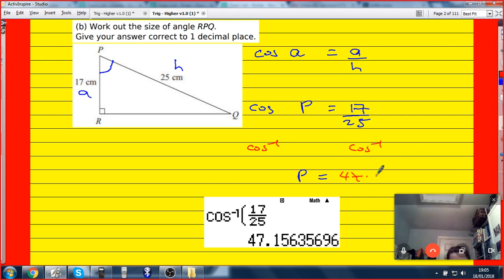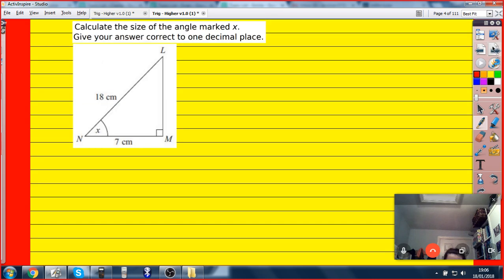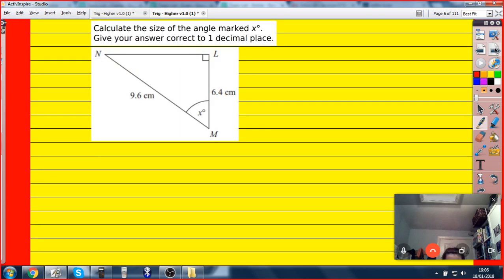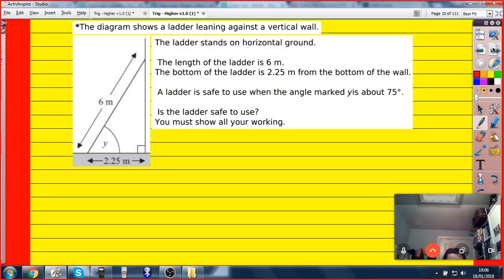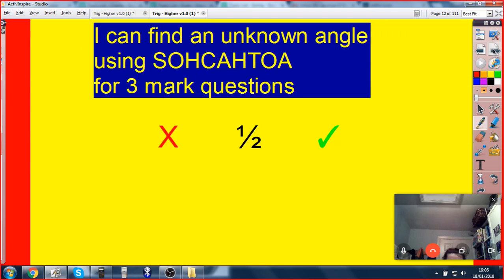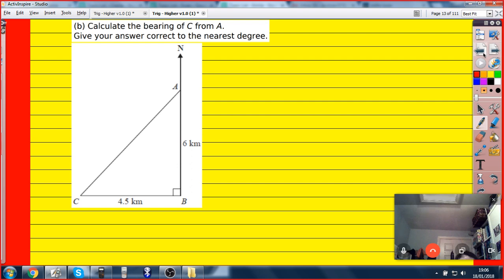Any questions about anything there? No. Okay. That's good. These are all sine, cos, or tan, all exam questions, but we went through similar before, so you'll be fine. X a half or tick, SOHCAHTOA, unknown angle, 3 mark questions. Probably a tick. I agree, wholeheartedly. This we will revise around exam time.